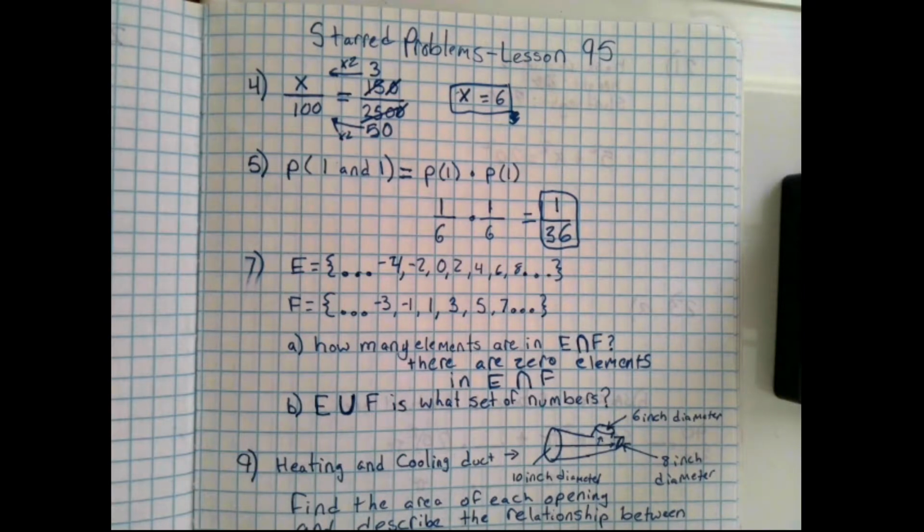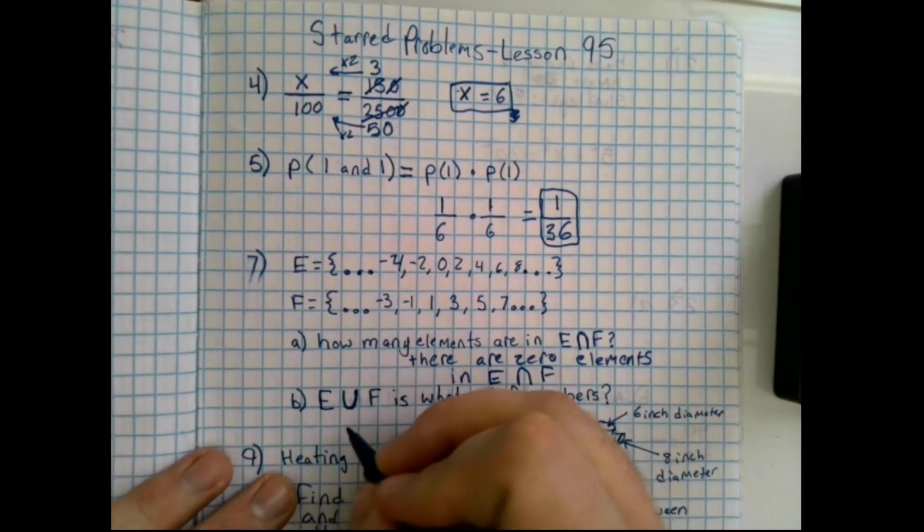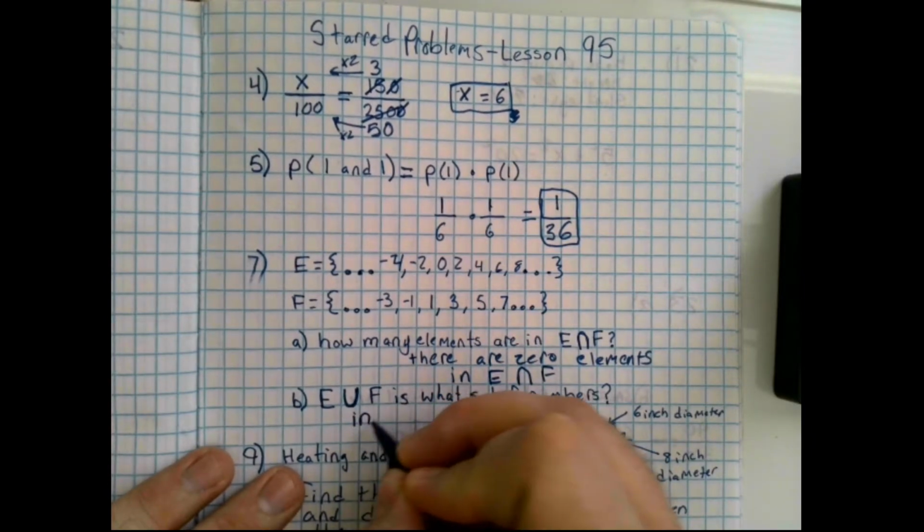And then B says, E union F is what set of numbers? Well, if you combine the even integers and the odd integers, you just have the integers. So 7b is the integers.